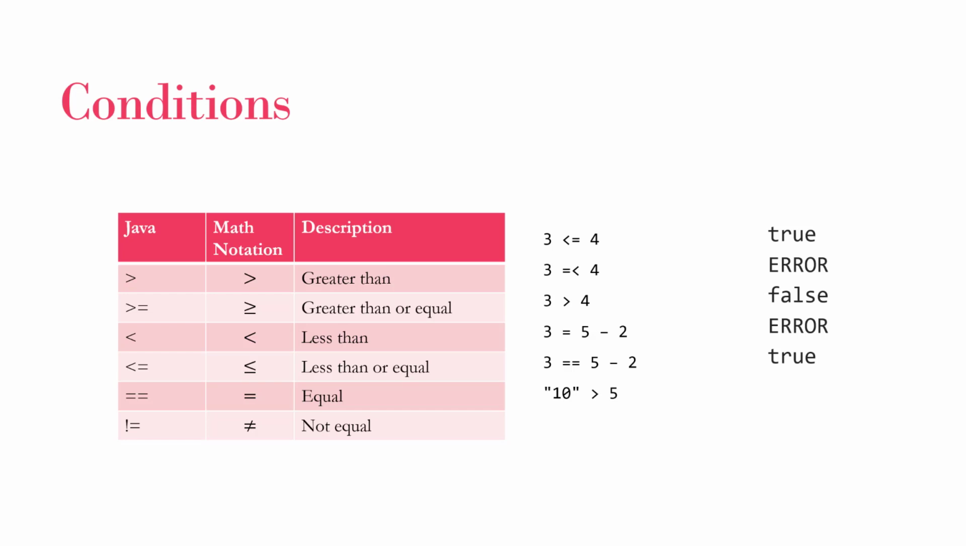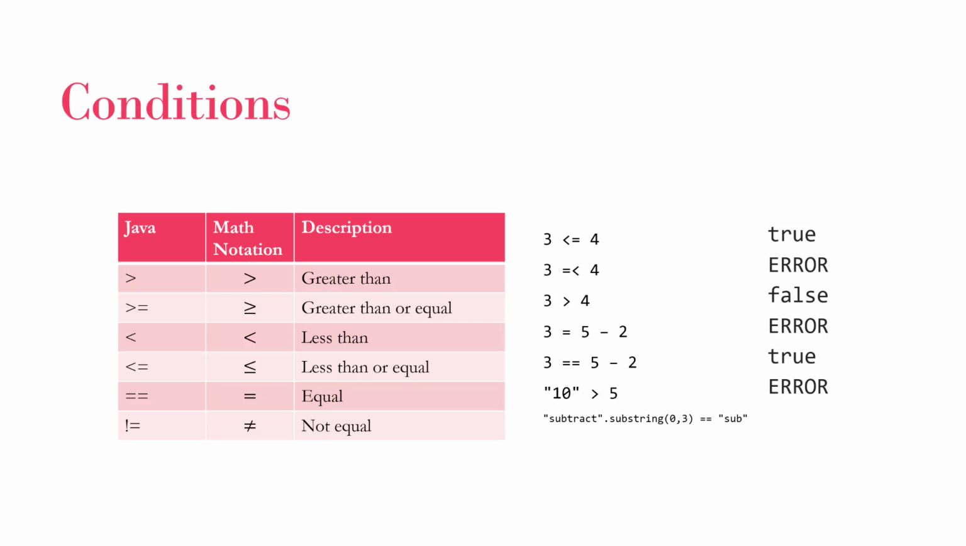Here we have 10 is greater than 5, but the 10 is in quotes, so that means it's a string, and Java doesn't look at it as a number, it thinks of it more like a word. And so it's saying, is this word greater than 5? And so Java gets confused and it will say error.